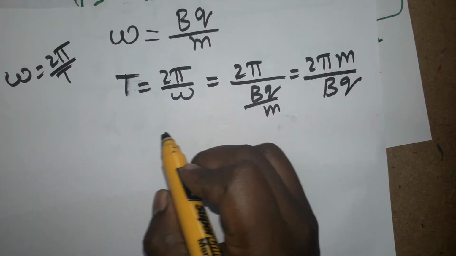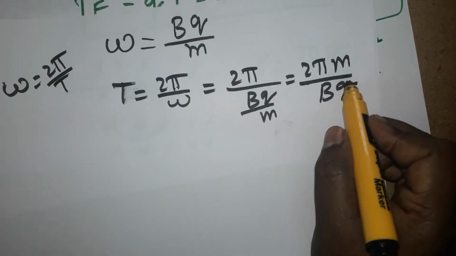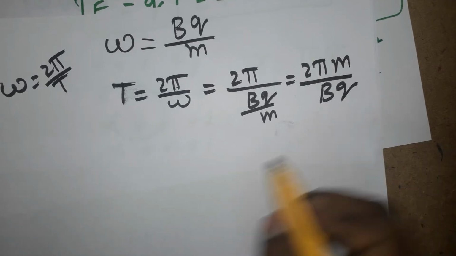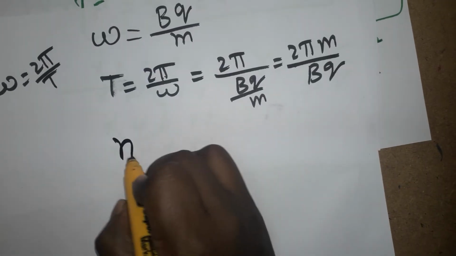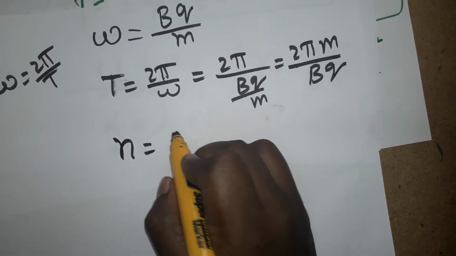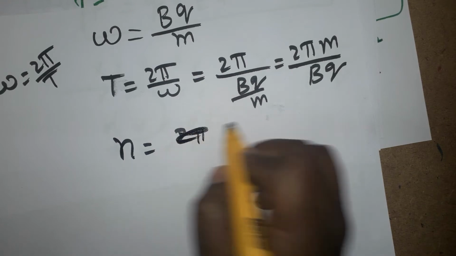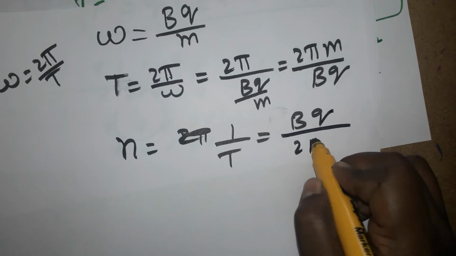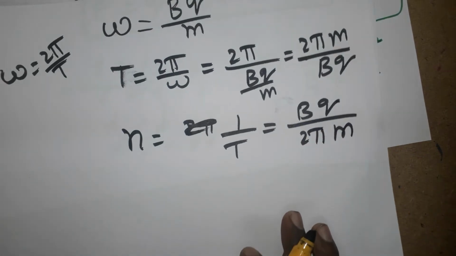Time period is equal to 2 pi M divided by BQ. M is the mass of the moving charge, B is the magnetic field, Q is the charge. The next thing, frequency of the charge moving in a circular orbit. It's the opposite of that. 1 by time period is going to be BQ divided by 2 pi M.